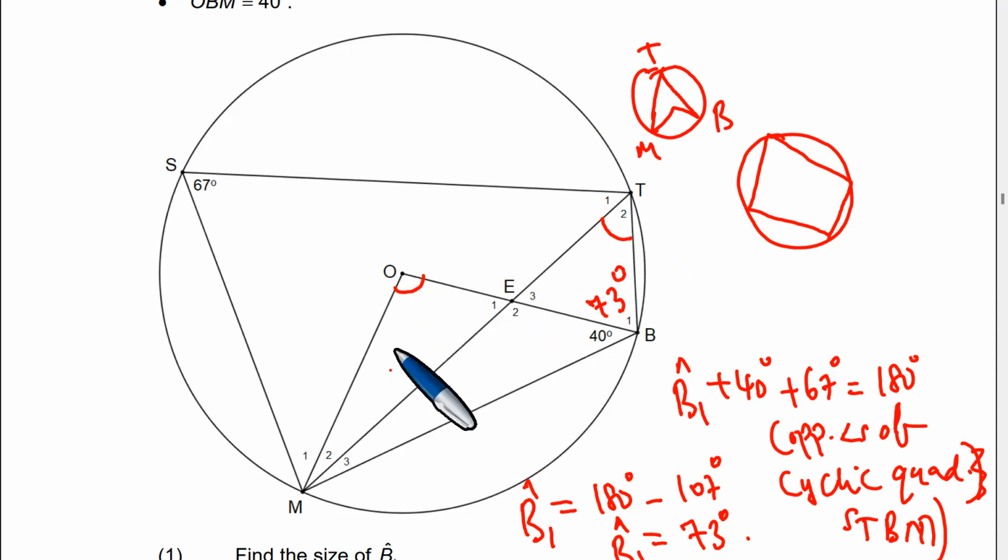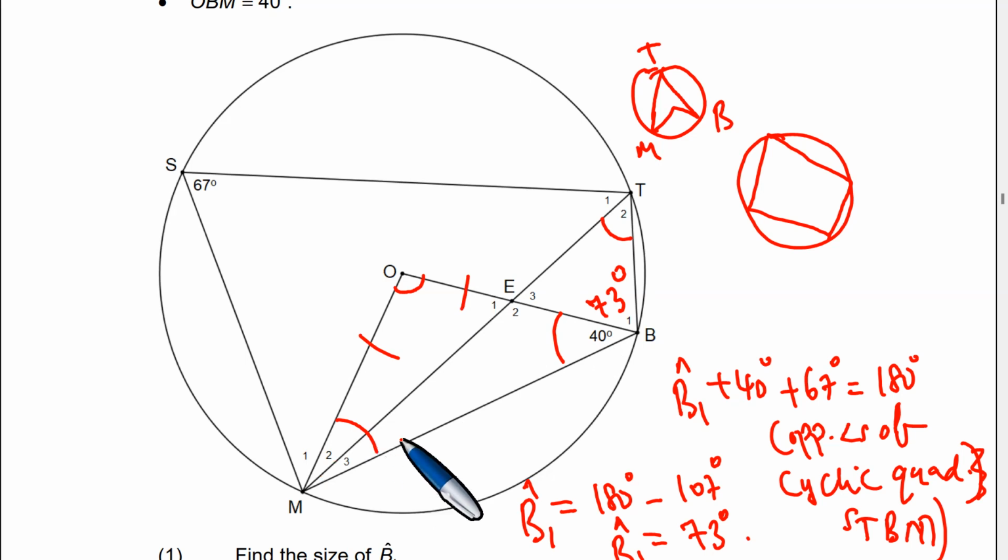But we don't know this. But we know this, and we can therefore know that one because these are radii, which means the base angles are the same. That observation is enough. So, what do we then say?